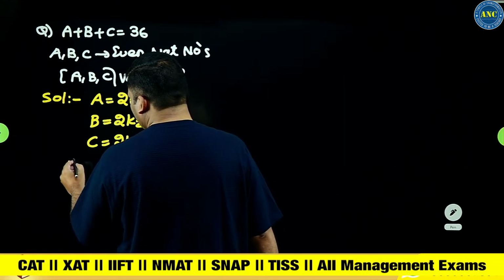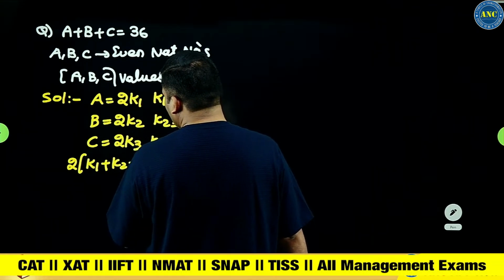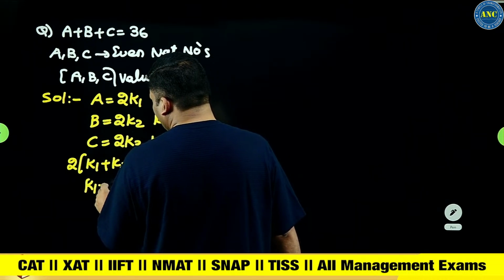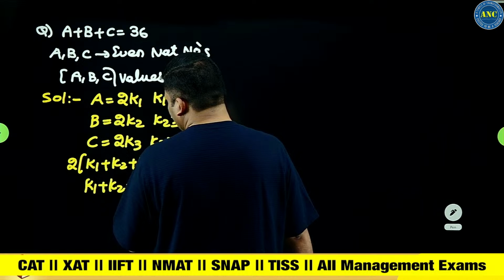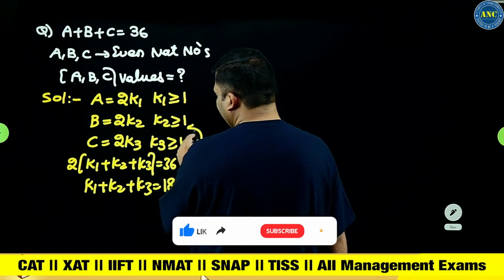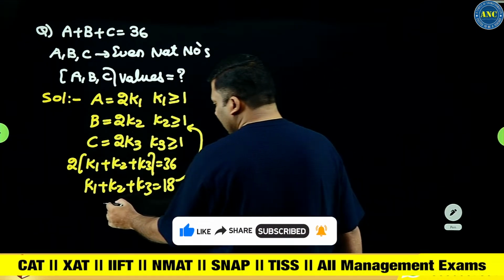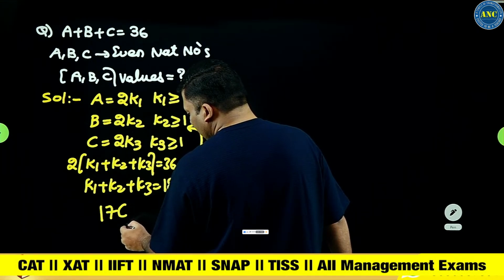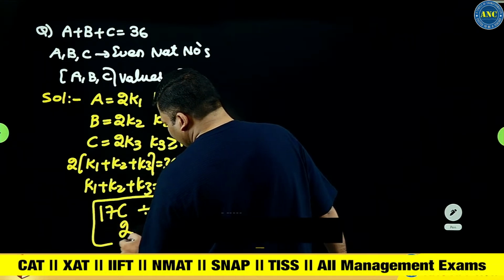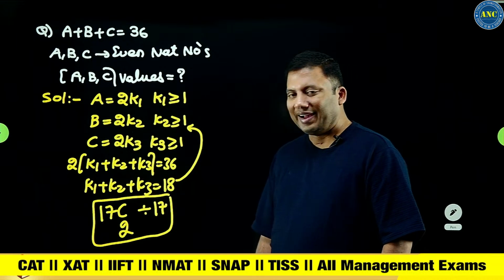If I substitute, 2 into (k1 + k2 + k3) = 36. So k1 + k2 + k3 = 18. All the variables are starting from 1. If 18 balls are kept in a line, how many gaps will be there? 17. 3 variables, 2 cuts. The answer is 17C2. I hope the idea is clear.